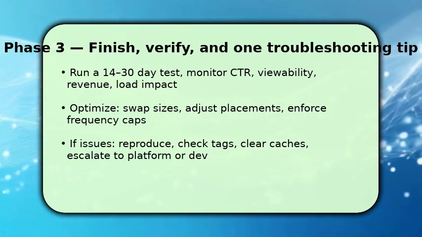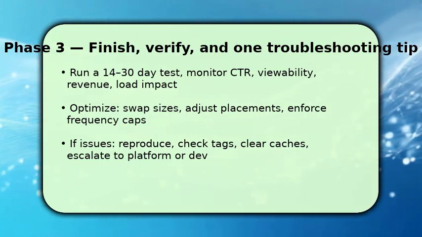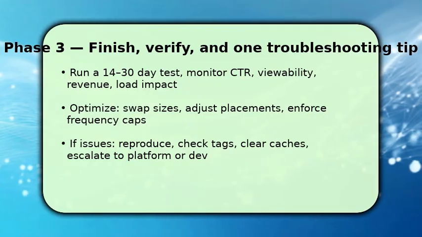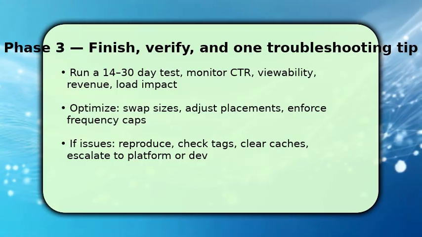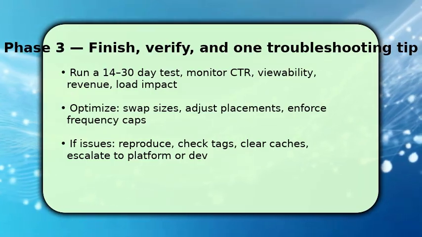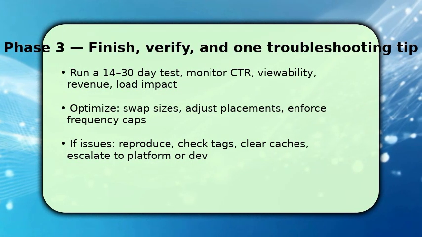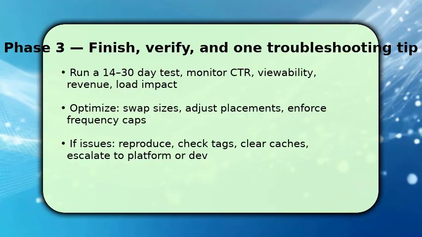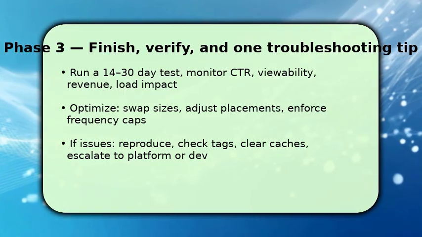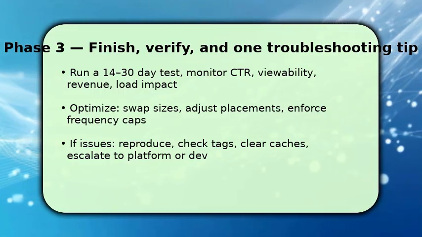Once you see data, optimize by swapping ad sizes, adjusting placements, and enforcing frequency caps to improve UX and yield. If things go wrong, reproduce the problem, check ad tags and network logs, clear caches, and disable conflicting scripts. If unresolved, escalate to your ad platform or developer immediately.